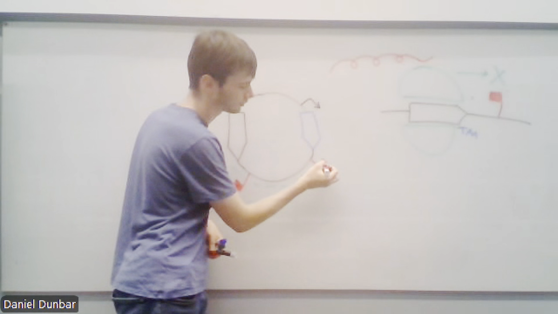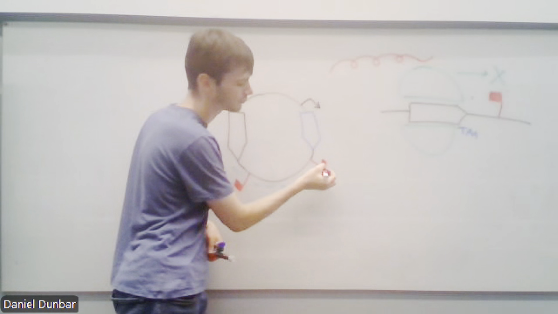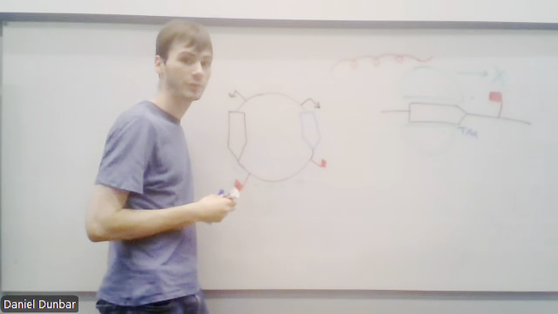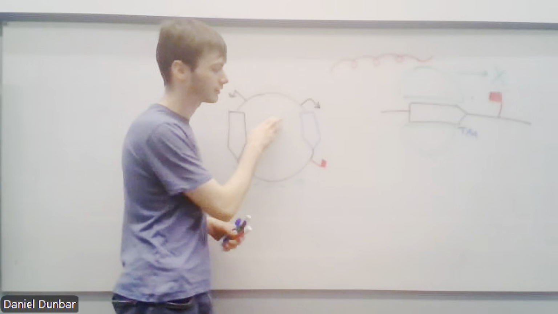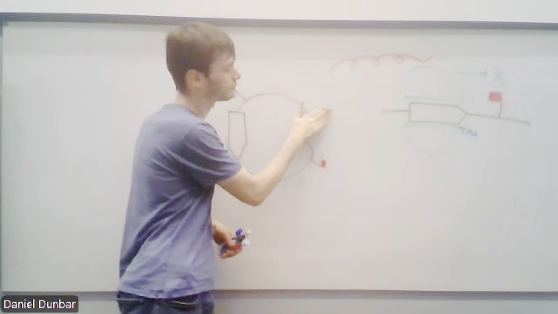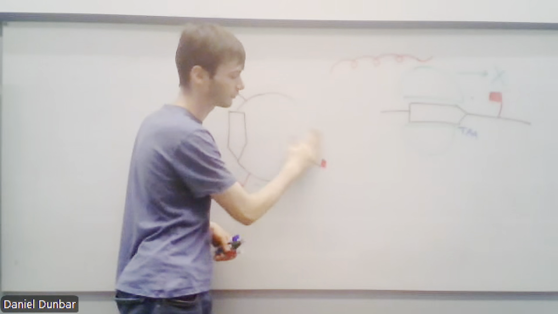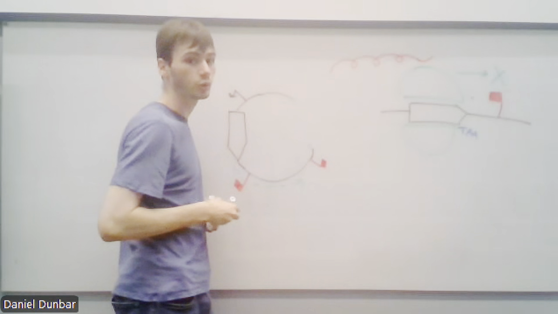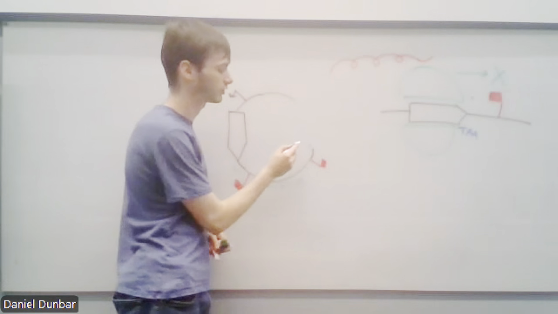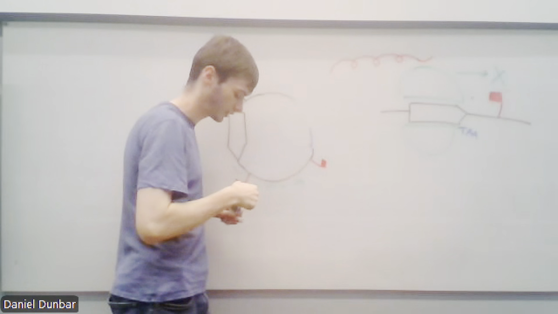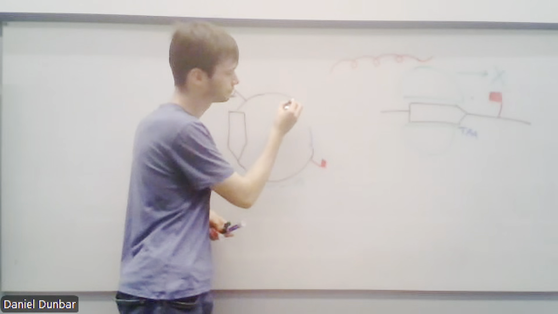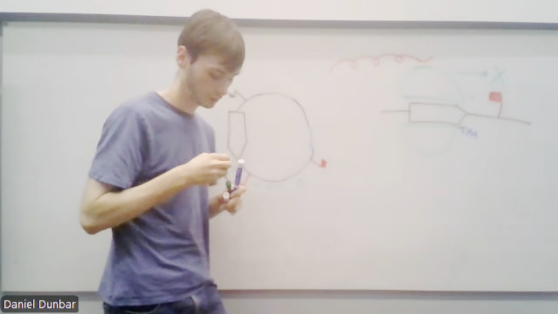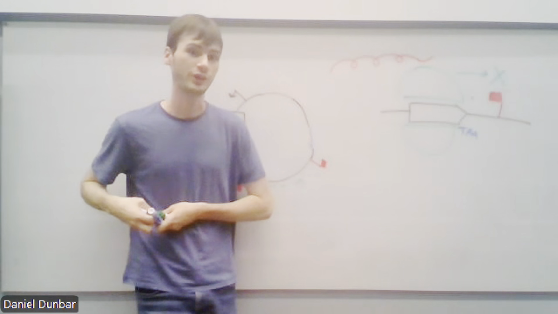And what you will find in most empty vectors is that in the multiple cloning site, you might not have a promoter, you might not have a protein coding sequence, but you will almost always have at least a terminator, even in empty vectors. So, stop codons are good, but they're not the whole story.